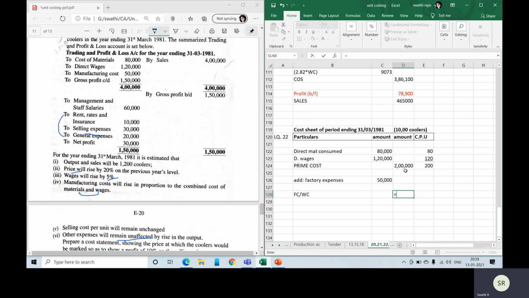So that is going to be 2,50,000, and the units. It is 50 out here, and obviously 200 plus this thing is 250. Now I will also add my office expenditures or office expenses. Now office expenses, when I'm adding, I have more than one. Management and staff salary are going to be 60,000, and rent, rates and insurance are going to be 10,000.